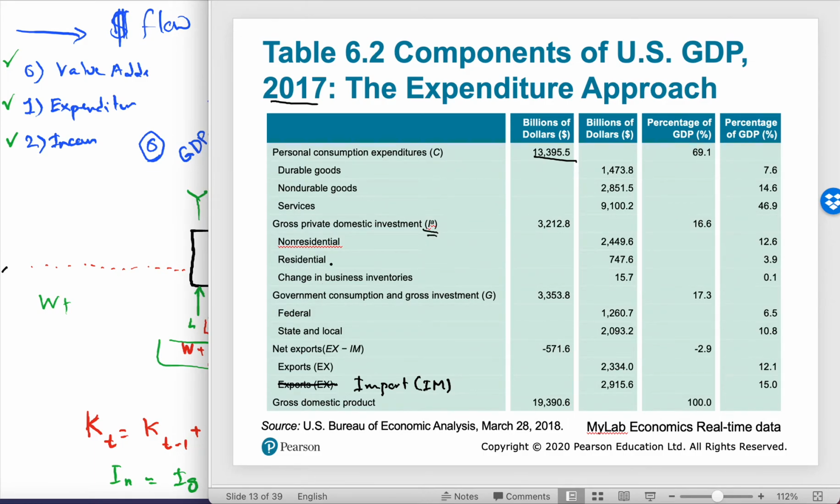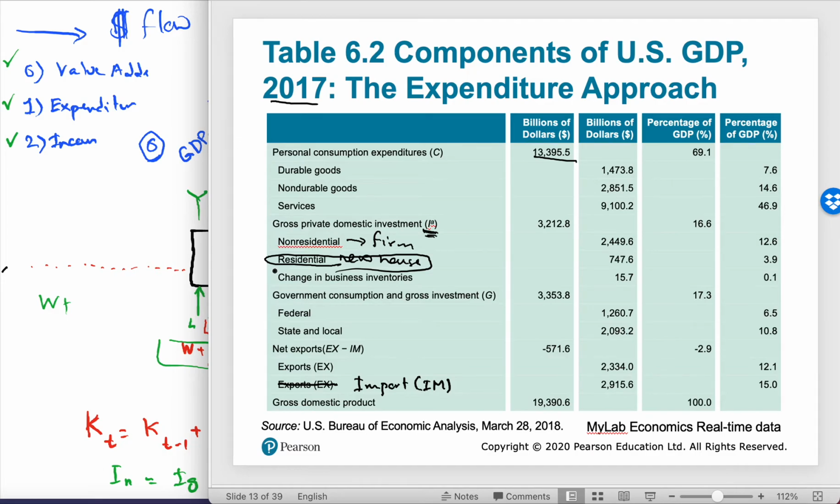So residential, new houses, is considered as investment. Non-residential is basically by the firms. So only the residential, which is investment in their buildings, in their houses, as long as it is new, is going to be recorded in the I.